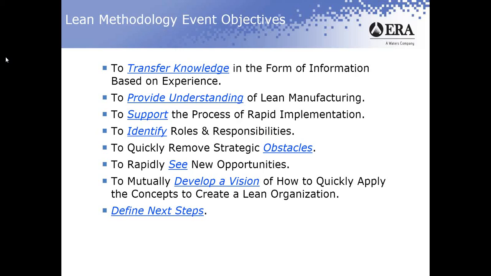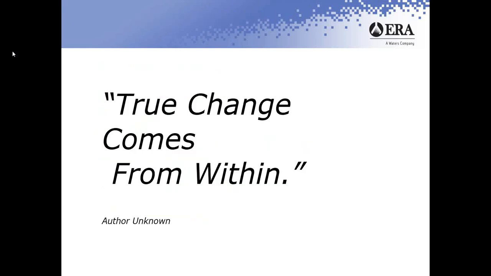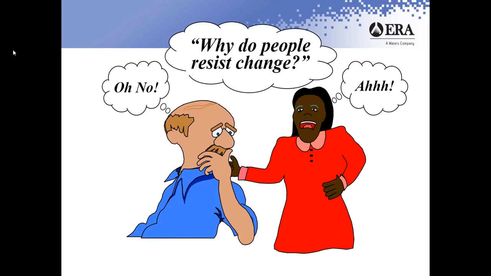As a leader, you want to make sure you're taking the obstacles away, removing any barriers or obstacles. And you want to be able to start rapidly seeing new opportunities. So really, from a leadership standpoint, working with the key individuals, you want to develop that vision of how to quickly apply concepts and create a lean organization. And then you want to define what those next steps are. So true change comes within, and change is always very difficult for people. It's got to come from within.